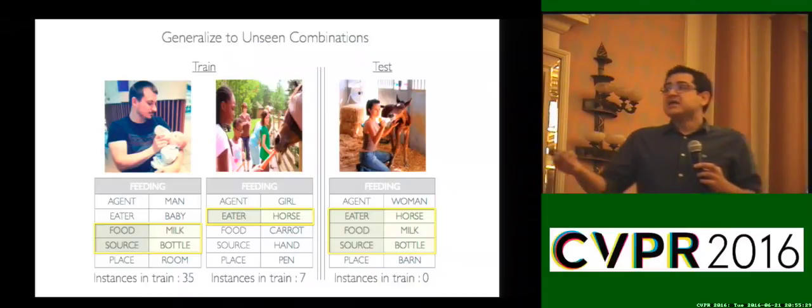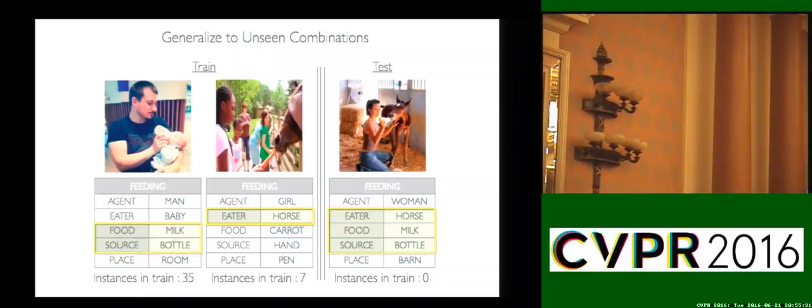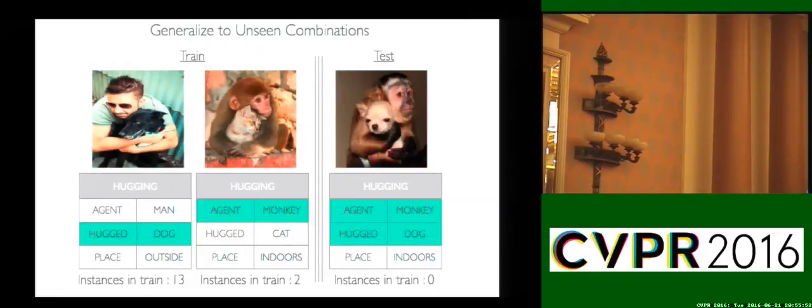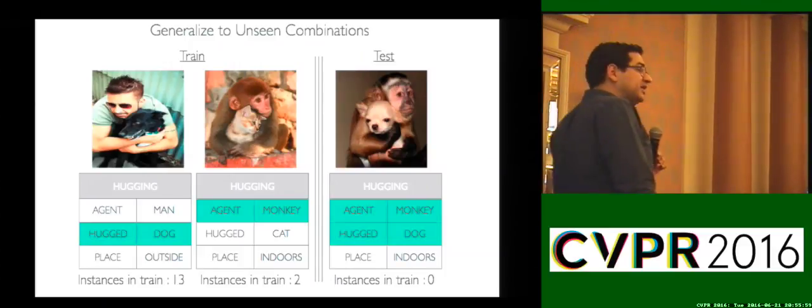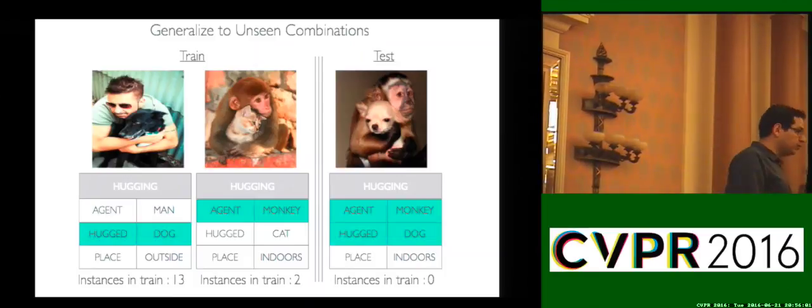The fact that his system can predict instantiations that didn't exist in the training set before. In his training set, he has 35 instances of people feeding milk to babies, people feeding carrots or other things to horses, but no instances of people feeding milk to horses, and it can correctly predict that. Or no instances of monkeys hugging cats or dogs, and it can still predict who is hugging what.